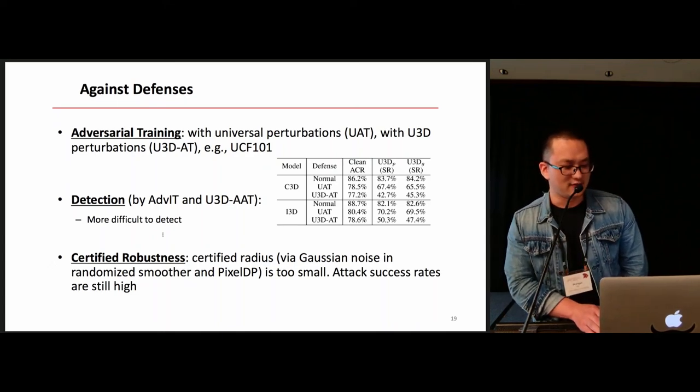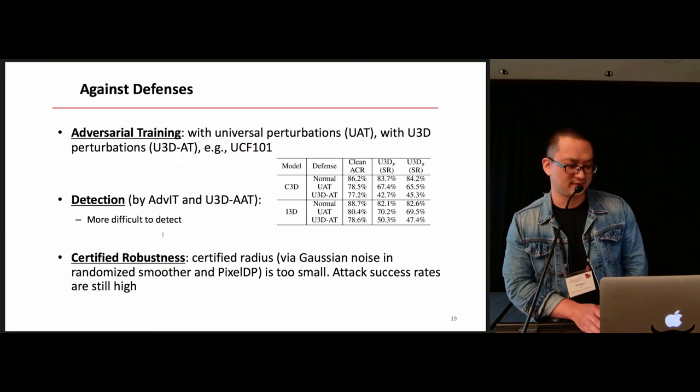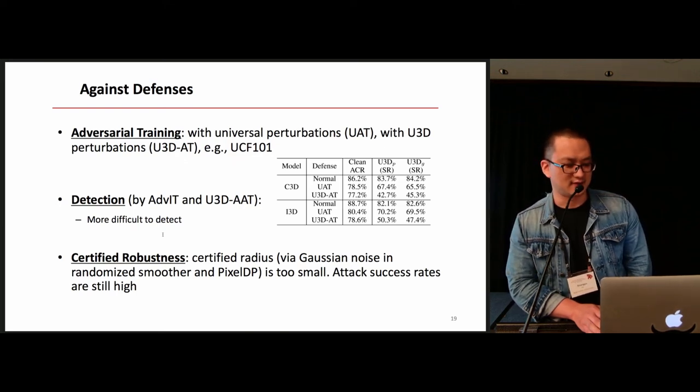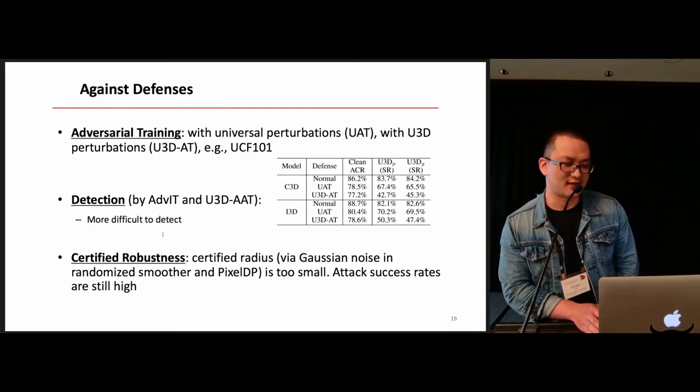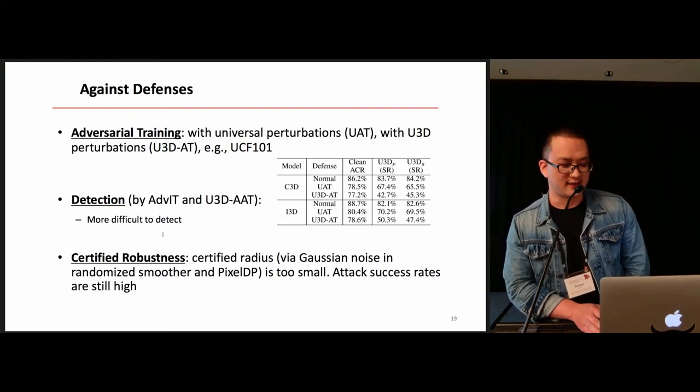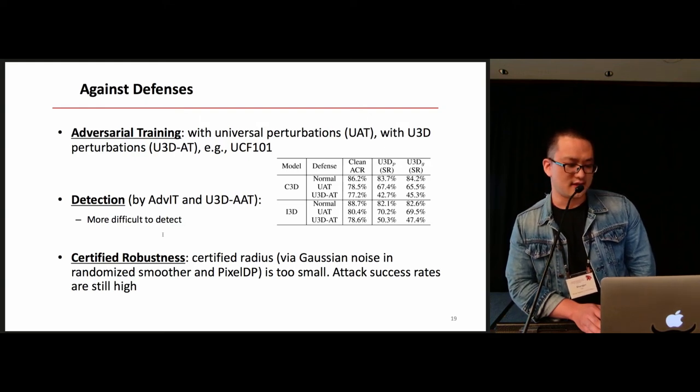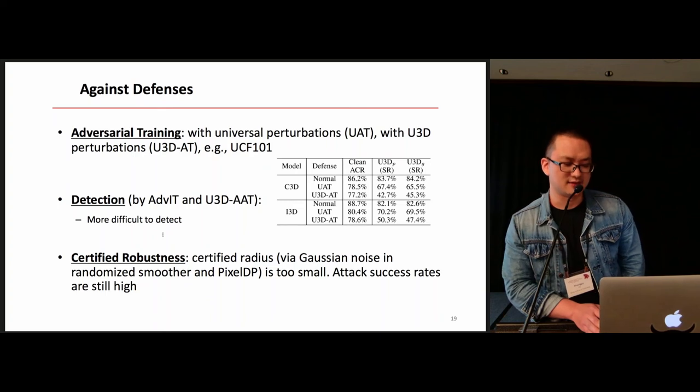We also evaluate the detections with two popular methods, and it shows that our attack is more difficult to detect. And last, we also evaluate the certified robustness, which is like randomized smoothing, which utilizes Gaussian noise at the input with some bounded norm radius. Since certified robustness is cursed by the high dimensional input, the certified radius is pretty small for the high dimensional input of videos. So the certified robustness is still kind of weak for defending against video attacks.